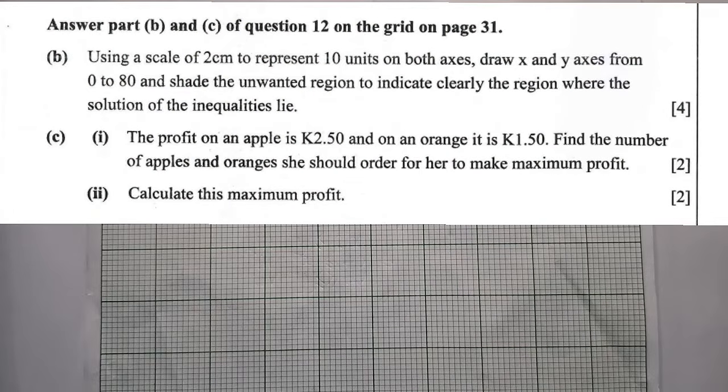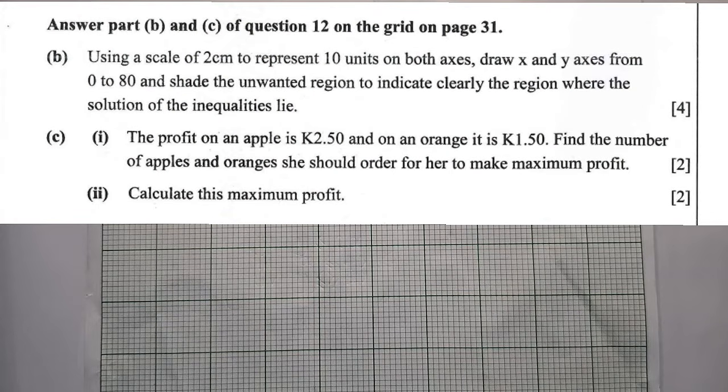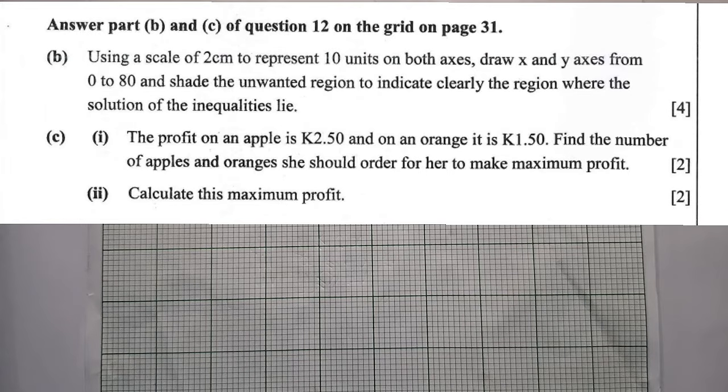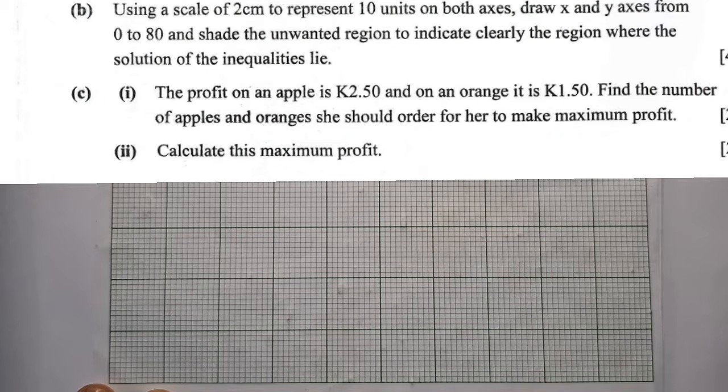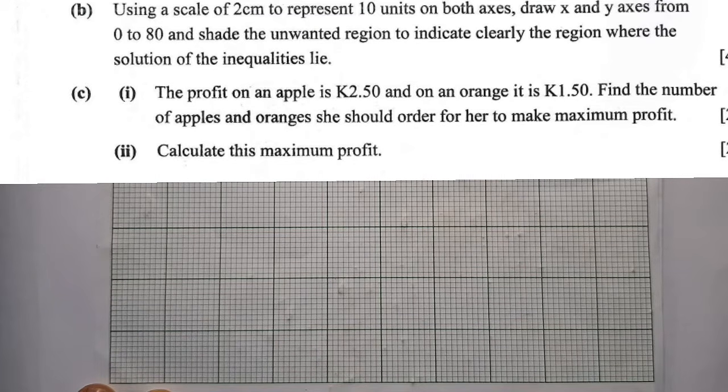They're saying answer part B and C of question 12 on the grid on page 31. So on page 31, there is a graph paper that you're supposed to use. In our case, we've got our own graph paper here so that we can understand. This is the graph paper we're going to use. Using a scale of 2 centimeters to represent 10 units on both axes, draw the x-axis and y-axis from 0 to 80, and shade the unwanted region to indicate clearly the region where the solution of the inequalities lie.